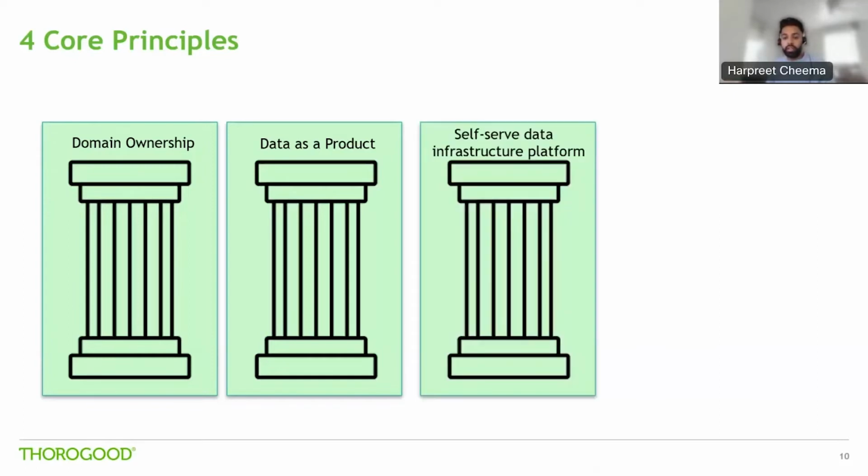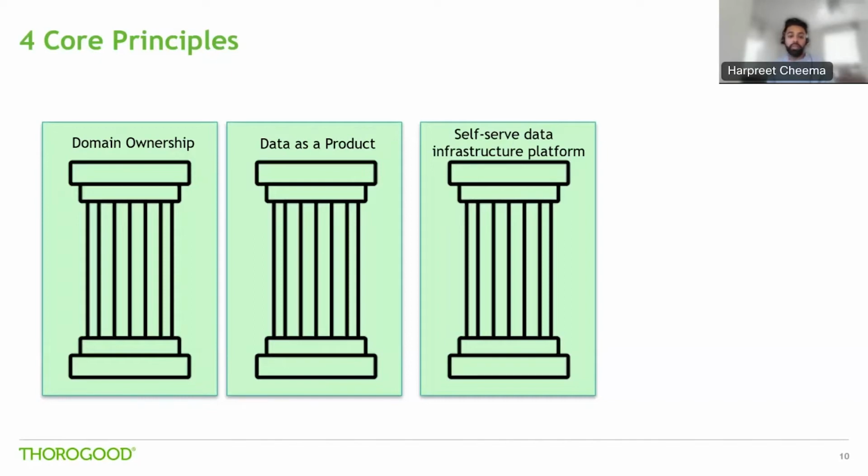The third is a self-serve data infrastructure platform. This is to adopt a platform thinking to data infrastructure. It's a dedicated data platform team that provides domain agnostic functionality, tools, and systems to build, execute, and maintain interoperable data products for all domains.